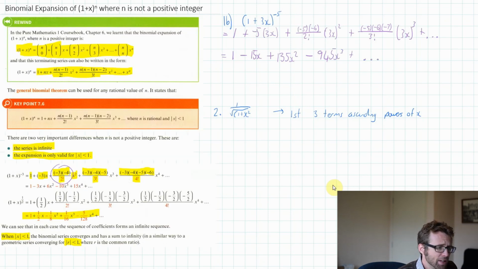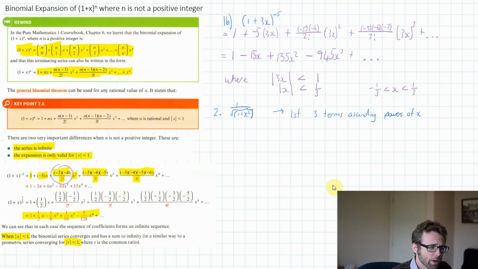And I have to say my range for x where modulus x is less than 1, where modulus x therefore is less than 1/3. So we could say negative 1/3 is less than x is less than 1/3. Those were our values for x.